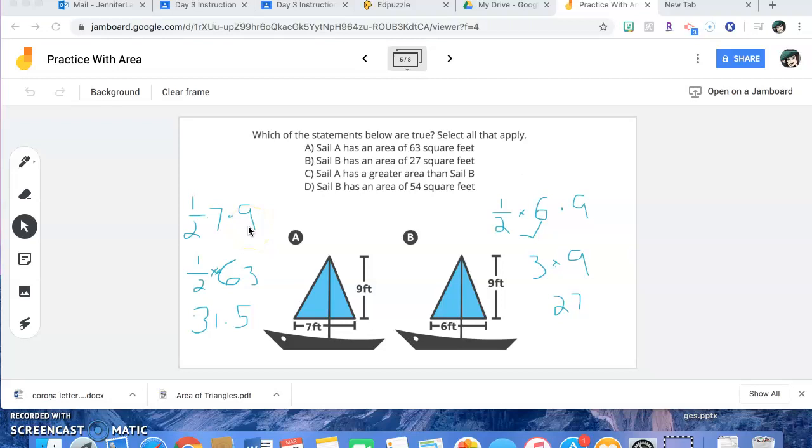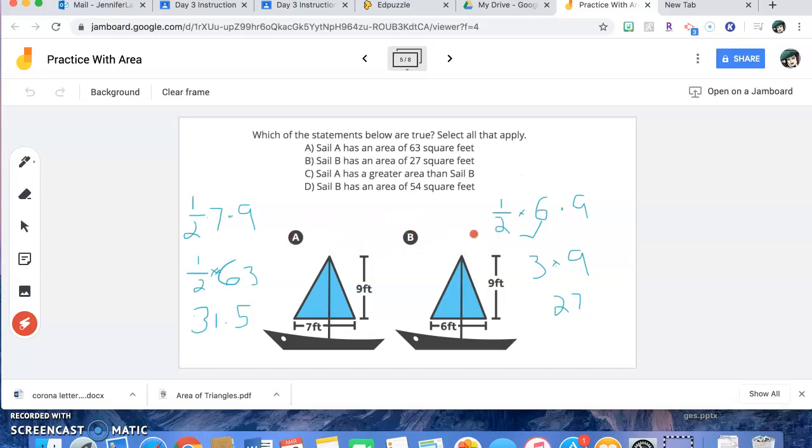So I did 1/2 times 7 times 9. And then if you look here, I did 7 times 9 first to get to 63. We know that the order of multiplication doesn't matter, so I can multiply 9 times 7 first. I could have also done 1/2 of 7 to get 3.5 and then done 3.5 times 9. I just chose to do that so you can see that it doesn't matter the order of multiplication.